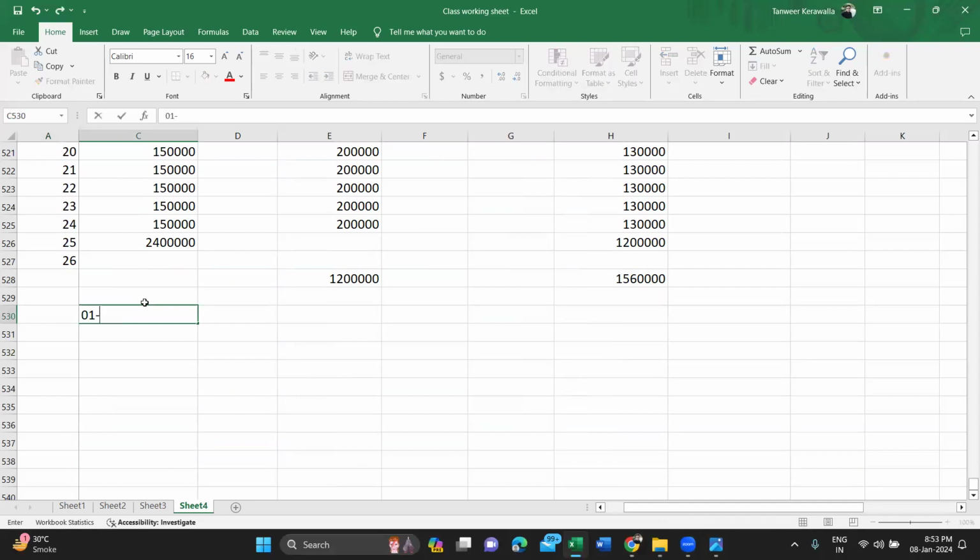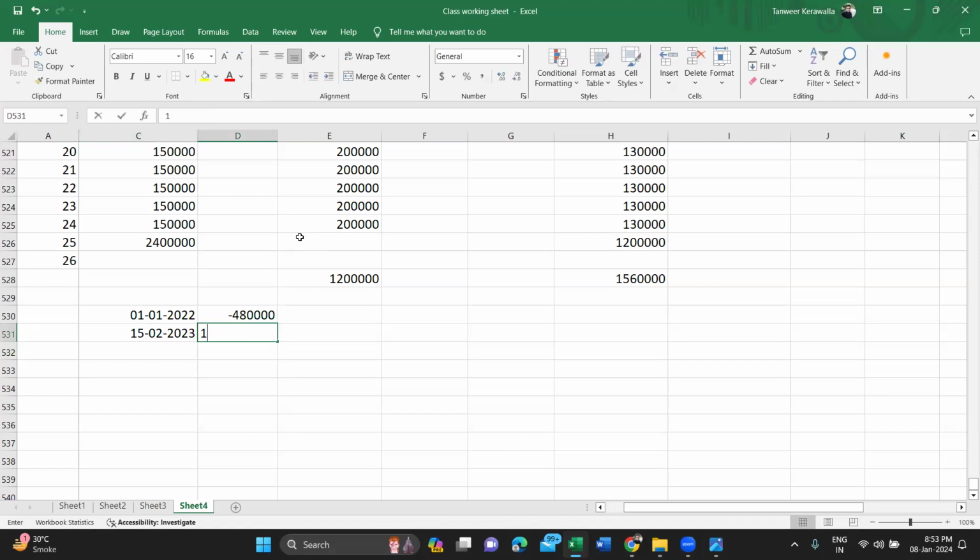Let's say on 1st January 2022, you invested 4,80,000, let's say in shares of a company or in mutual funds. Then on 15th February 2023, you receive a dividend of 1,80,000. I'm just using big figures with lots of zeros so that we can easily see the answer. So on 15th February 2023, you received a dividend.